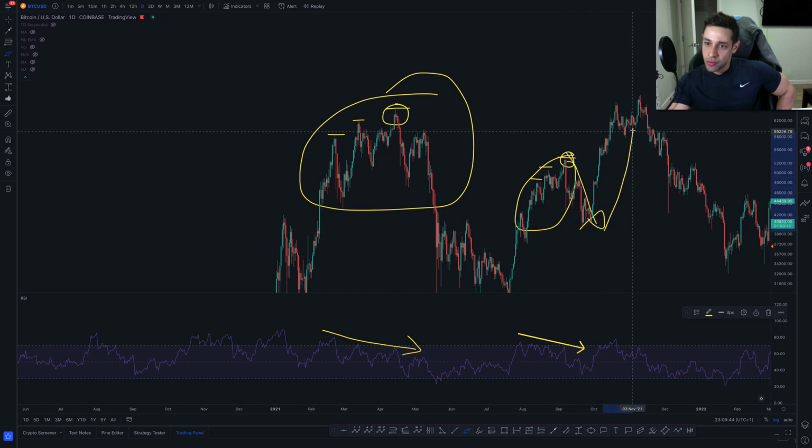We did continue up higher, but that's what the RSI is going to help you identify, using this as confluence and giving you extra reasons to look out for that change in market direction.